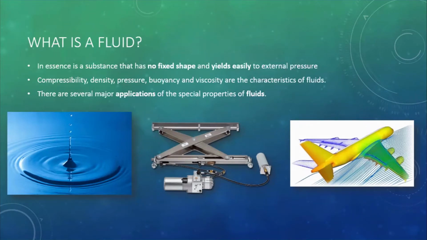Buoyancy is an upward force exerted by a fluid on an immersed object in a gravity field. For example, it is the reason why a submerged body has the ability to float and not to sink. And finally, viscosity is a measure of a fluid's resistance to deformation at a given rate. For example, honey is thicker than water and resists being deformed more.